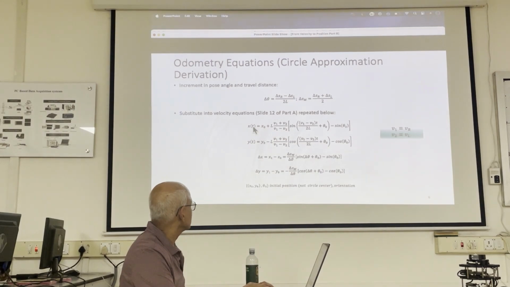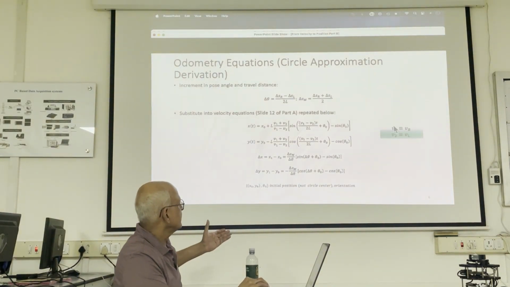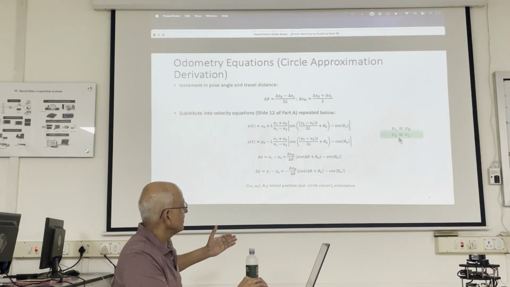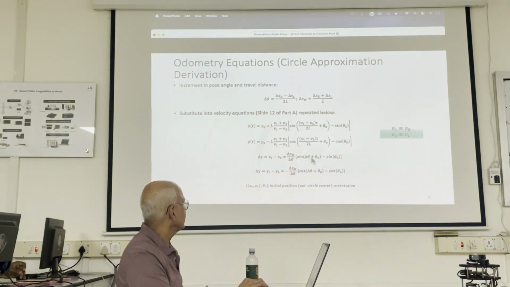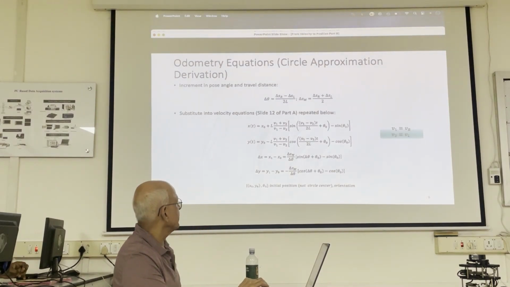x1 minus x naught is equal to delta Sm. So I can rewrite this to the form delta Sm by delta theta. All I have to do is put a dt, numerator and denominator. So V1 dt is delta S1, V2 dt is delta S2, or right and left, whichever terminology you want to use. V1 is the same as R, V2 is the same as L, and then I can rearrange the odometry equation to this form. So that's it. Delta theta is generated by calculations on the odometry.